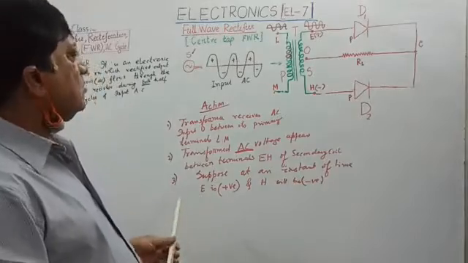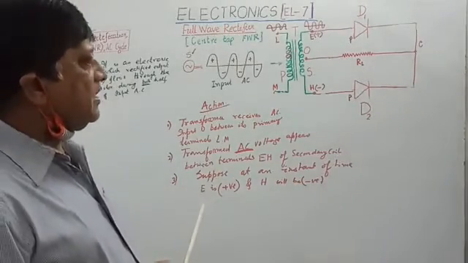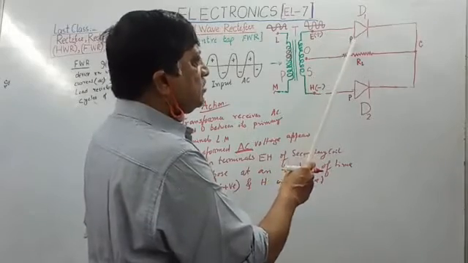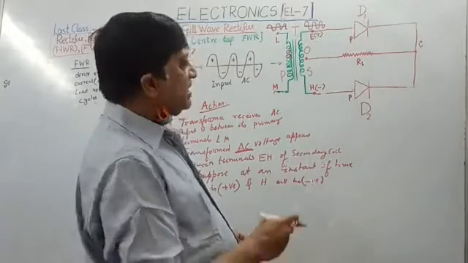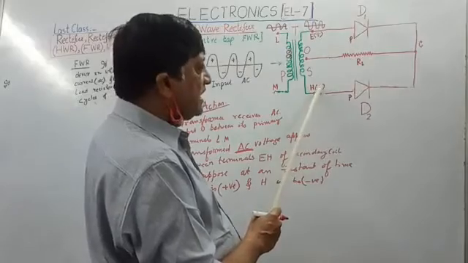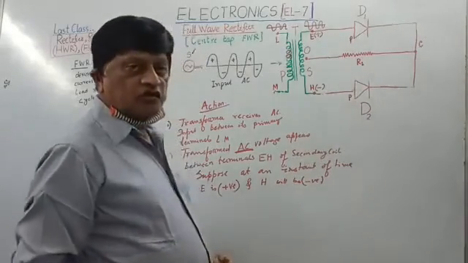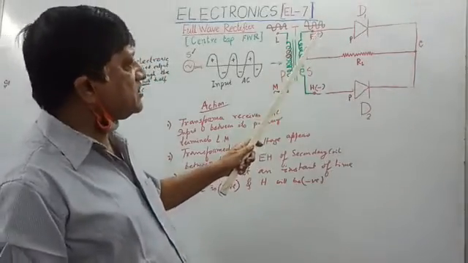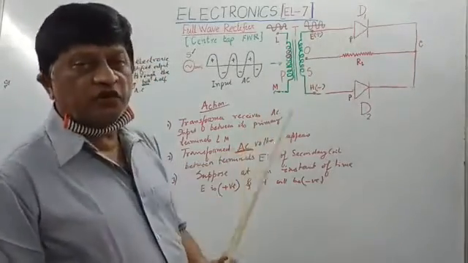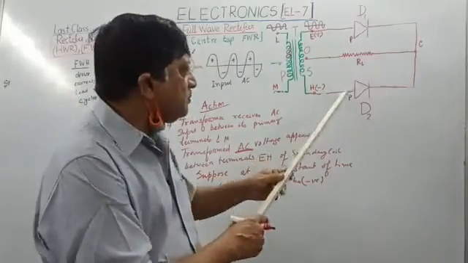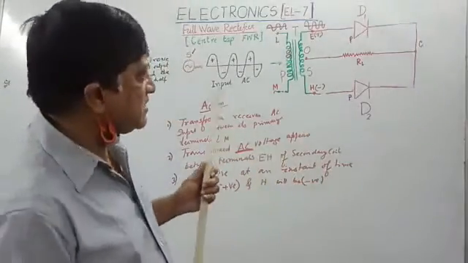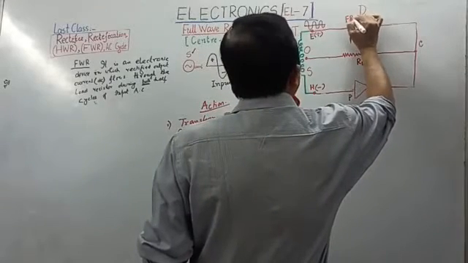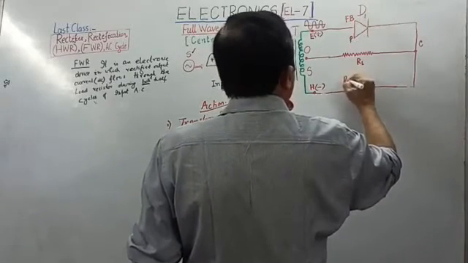Now what happens? You see the positive terminal at A is connected to P. The negative terminal at H is connected to P. So there will be two choices. Because of the positive terminal, positive to P, D1 will be forward biased. This is negative to P and it will be reverse biased. So this will be forward biased, FB, and this will be reverse biased.